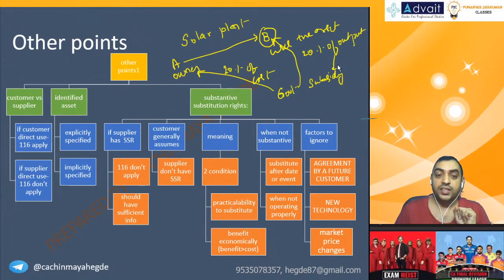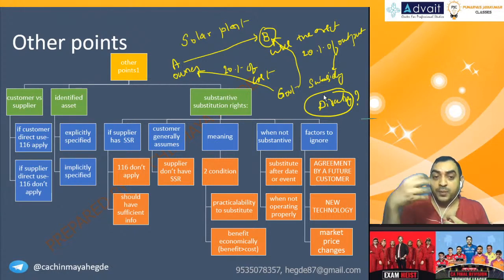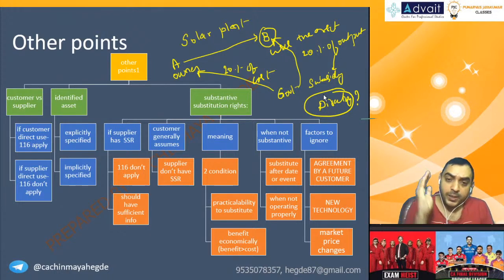Now here, can you tell me who is using the asset, meaning who is directing the use? That is the important point. Who is directing the use? Can you tell me the answer? A or B? A is getting one benefit, B is also getting one benefit. A is getting 20% of the cost of the asset, B is getting 20% of the output produced. Who is getting the benefit of the asset here? A, B, or both?